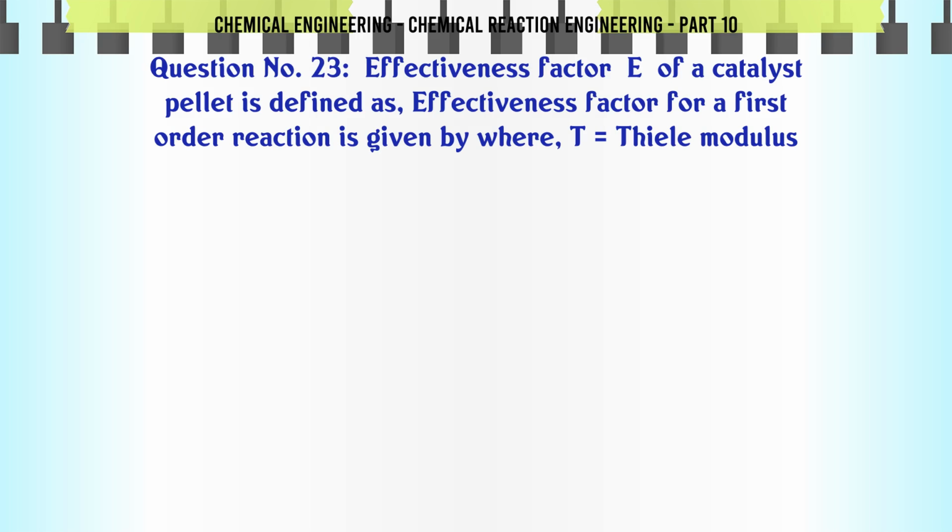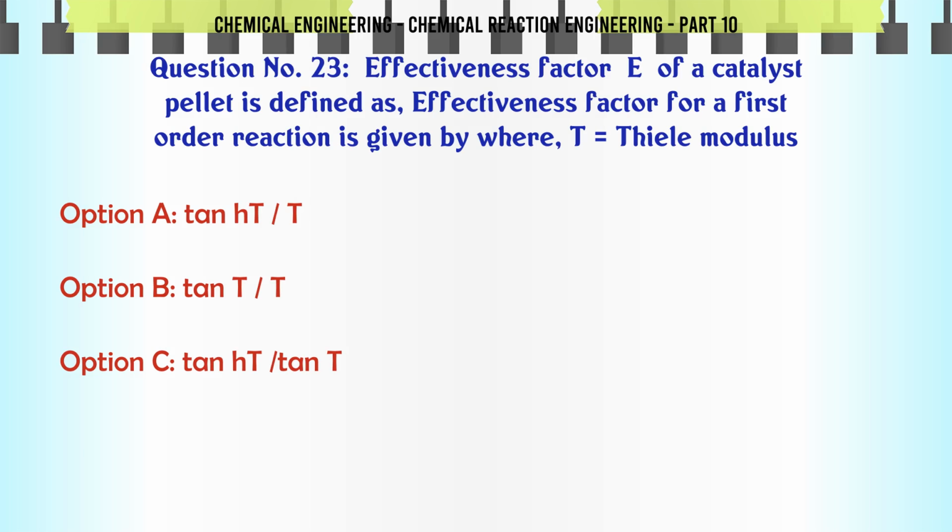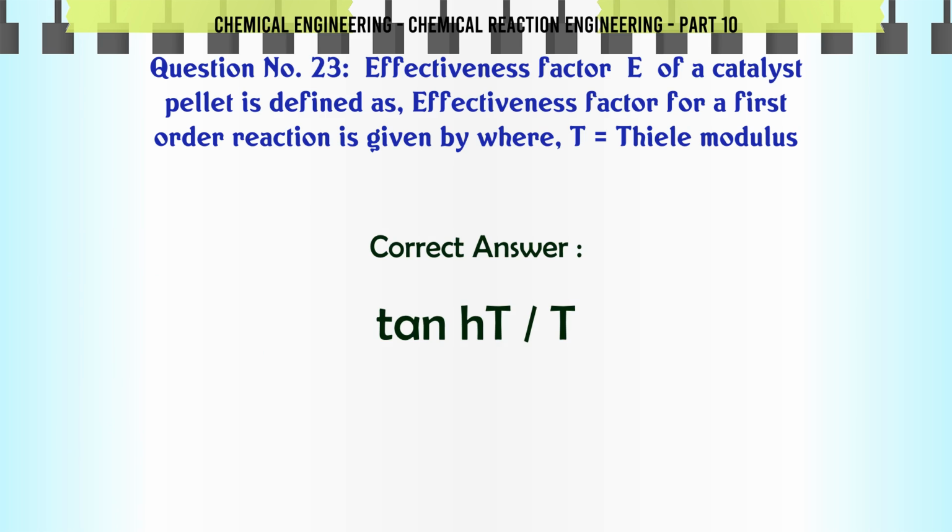Effectiveness factor η of a catalyst pellet is defined as... The effectiveness factor for a first-order reaction is given by, where φ is the Thiele modulus: A. tanh φ / φ, B. tan φ / φ, C. tanh φ · tan φ, D. none of these. The correct answer is tanh φ / φ.